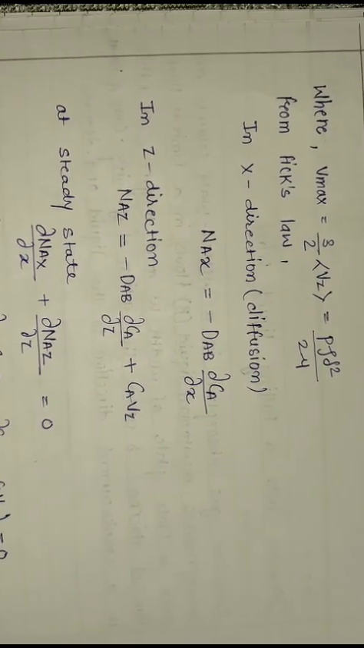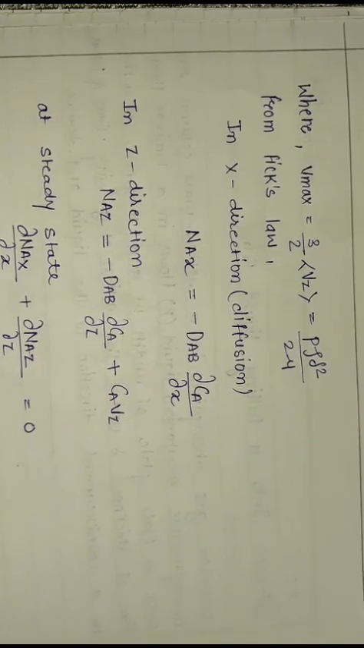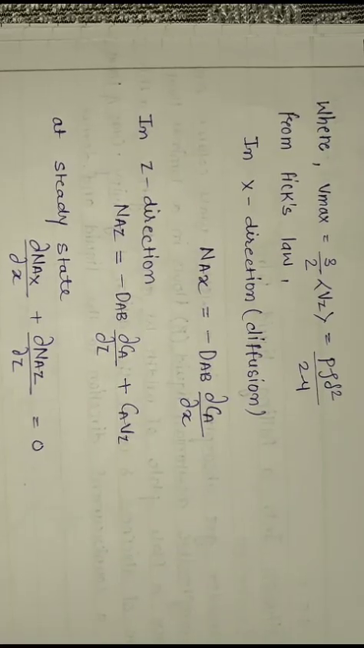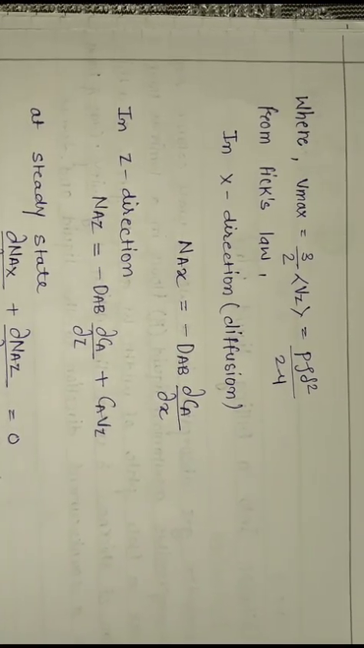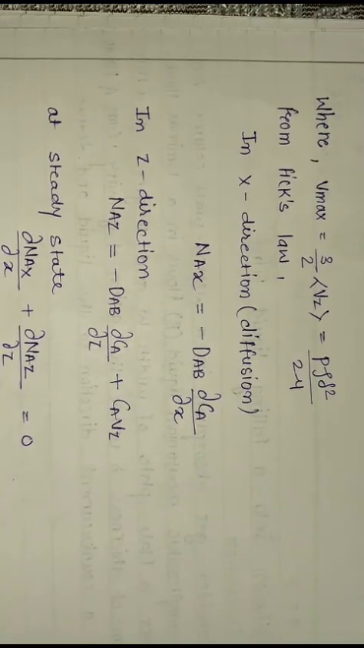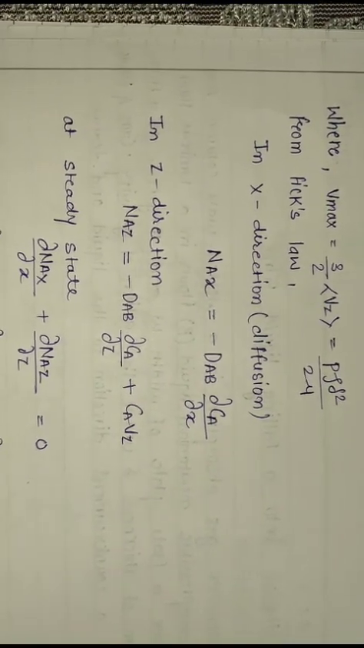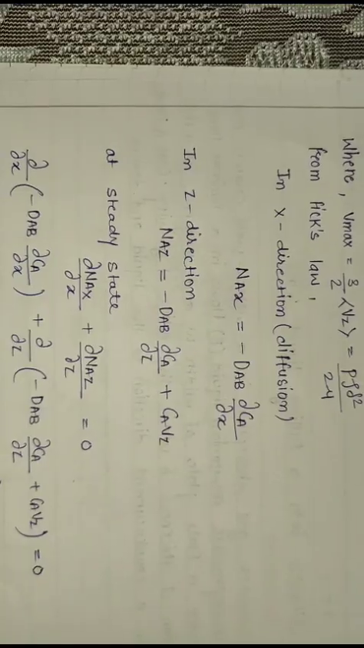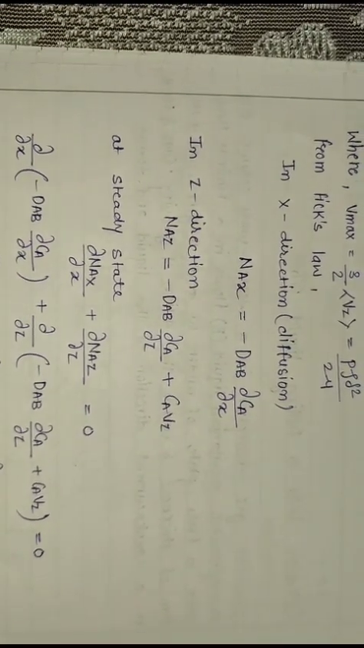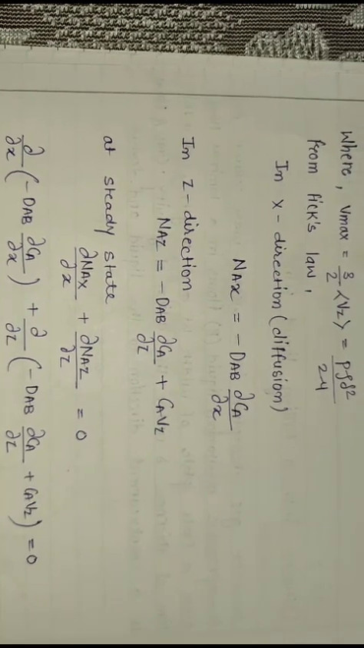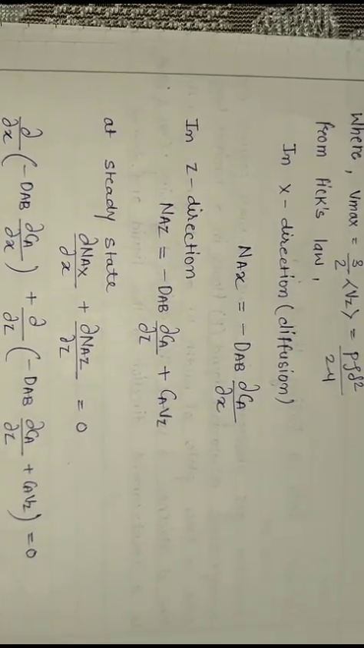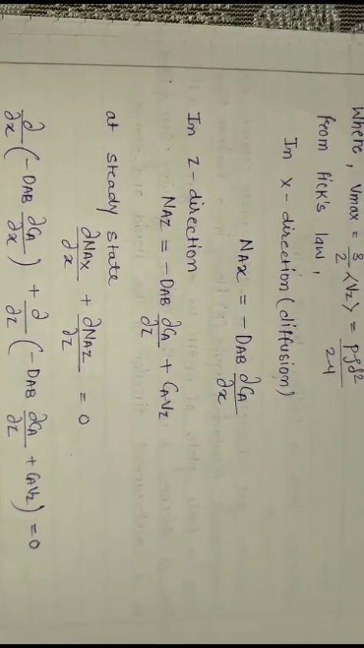Next, we will apply Fick's law of diffusion. In the x direction, the molar flux is given by minus DAB dCA by dx. In z direction, molar flux includes both diffusion and convection term and is expressed as minus DAB dCA by dz plus concentration into velocity.